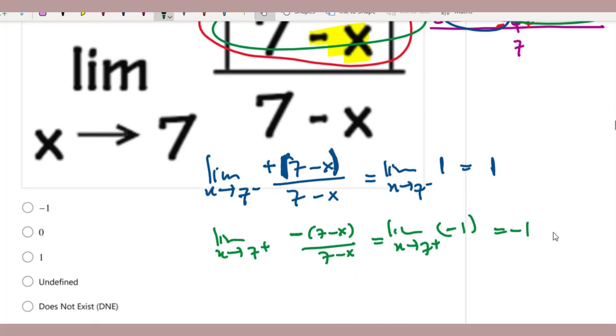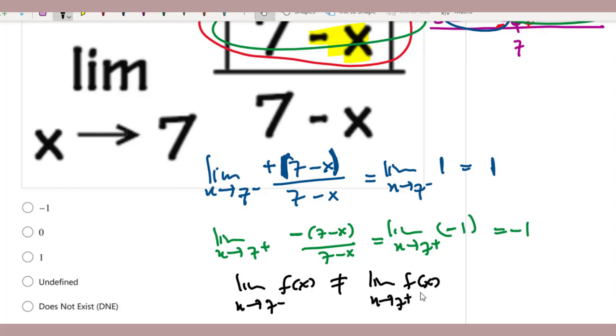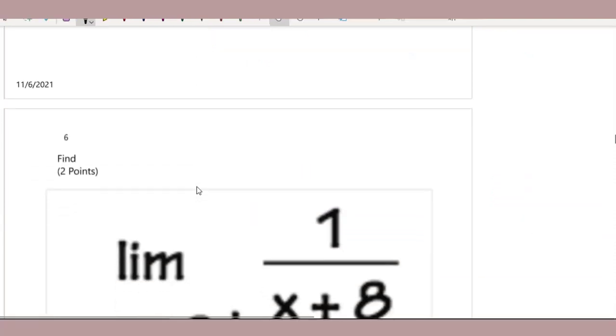Since the limit of f(x) as x approaches 7 from the left is not equal to the limit of f(x) as x approaches 7 from the right, therefore the limit as x approaches 7 of this function does not exist. Why? Because the left is not equal to the right. Okay, go to number 6.